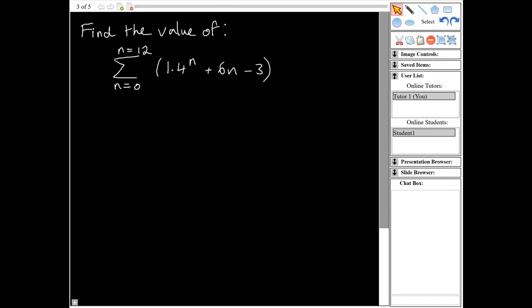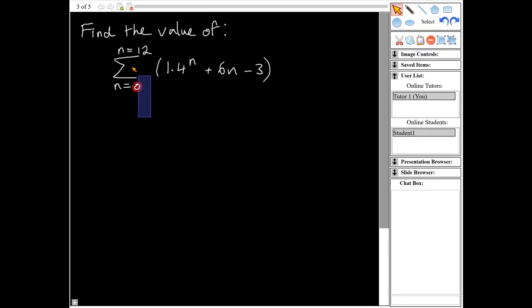So in this video, I want to wrap up the section on series. I want to look at some questions which involve combinations of arithmetic and geometric series together. So we get a question that looks a bit like this. It says find the value of, and then it's got that notation there, which can look a bit intimidating and not at all like the questions we've looked at so far.